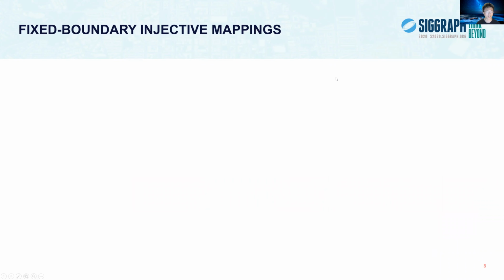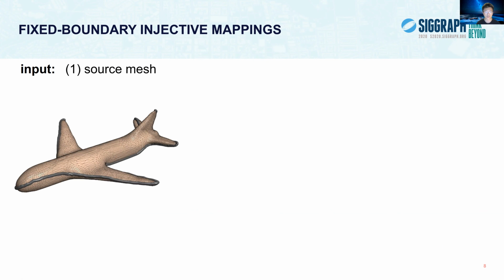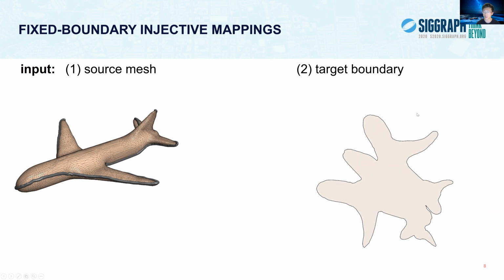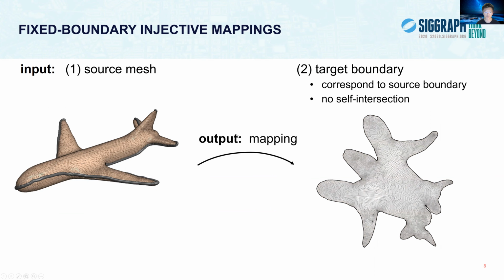These applications motivate us to solve the problem of fixed boundary injective mappings. The input is a source mesh and the target boundary surrounding the target domain. The target boundary should correspond one-to-one to the boundary of the source mesh, and it should also contain no self-intersection. The output is a mapping from the source to the target without flip or degenerate triangles. So this means the mapping is injective.